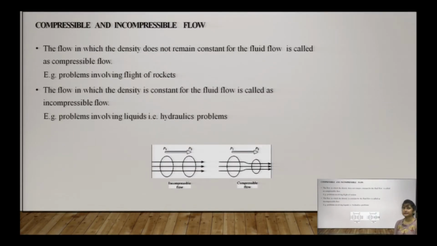Moving to the compressible and incompressible flow. Compressibility basically stands for the change in density, or you can say the ratio of mass by volume. When we try to adjust the mass, there is a change in the volume, and that results in the variation in the density. So, if the fluid is compressible, it means density is variable, or you can say the flow in which density does not remain constant is compressible flow.